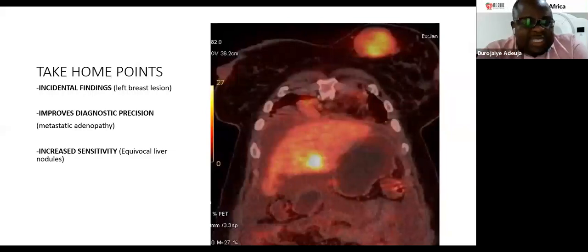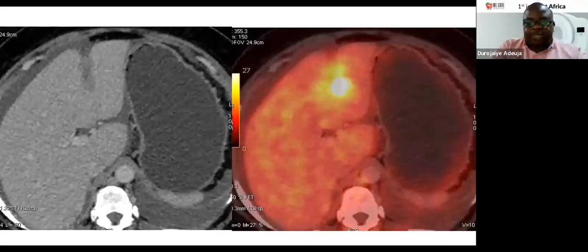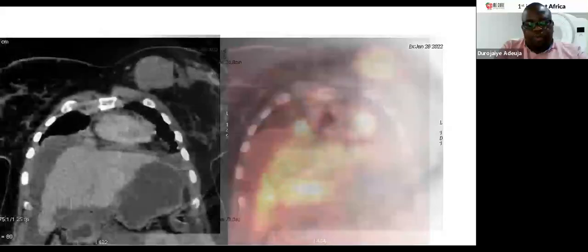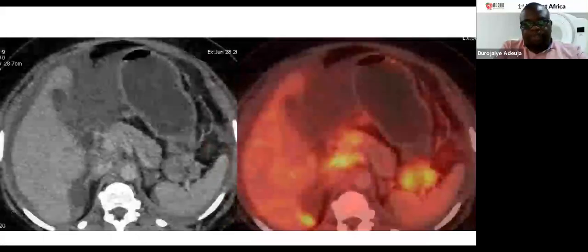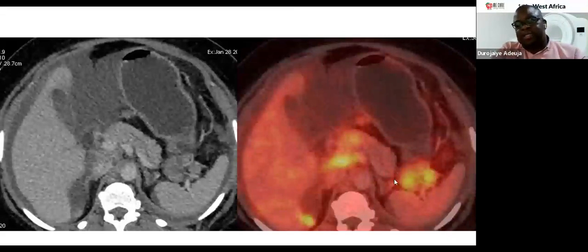The take-home points in this case will include incidental findings of breast lesions, a left breast lesion in this index case, which is something that can be followed up, or we recommended follow-up. Again, it also helps in improving the diagnostic precision, like I said. The metastatic adenopathy that we saw, especially these ones that we saw in the gastrosplenic regions, it improved our precision, and we're able to say that, yes, these things are existent, they are there.